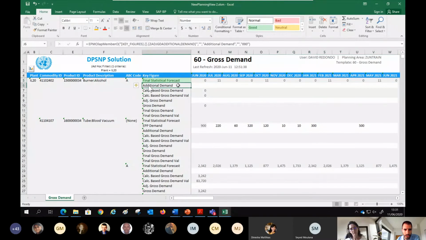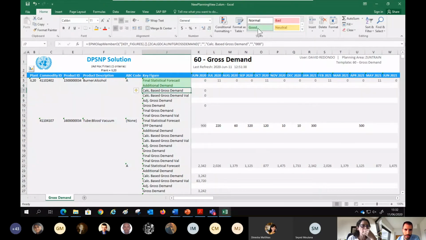Then we have additional demand, that was another key figure that we were using basically in the equipment template. So as additional demand, we will have what we enter in the equipment template, and we will be able here, because it's editable, to add other additional demand that we might consider important. This is the place where we will enter demand for products where we don't have historical data, for example.